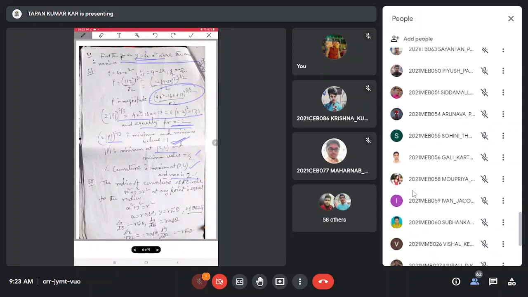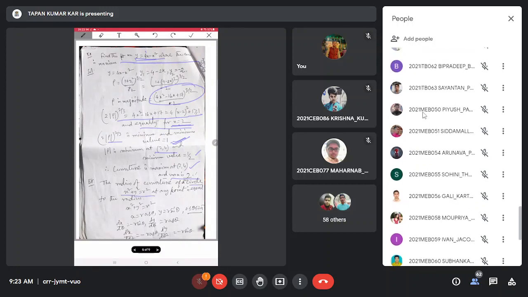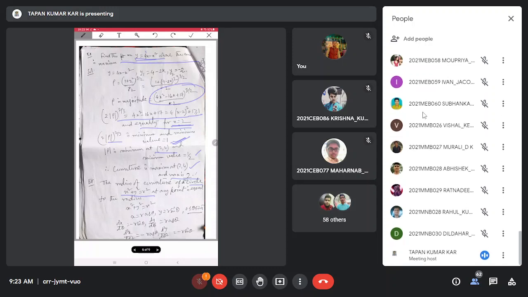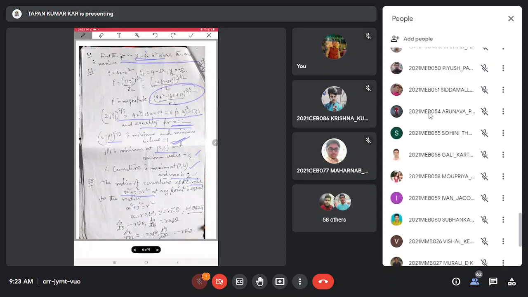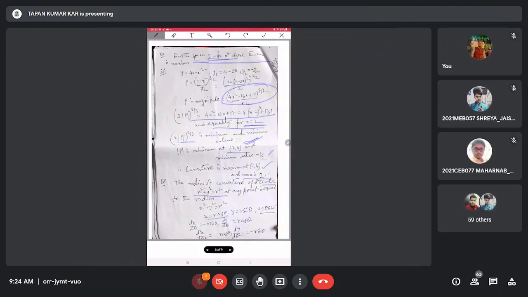Second, look at this example: the radius of curvature of a circle. Here it is given in parametric form, taking x equal to r cos theta, y equal to r sin theta. Why is the parametric form taken? It is convenient for using the formula and for the differentiation. So that's why this formula is used.